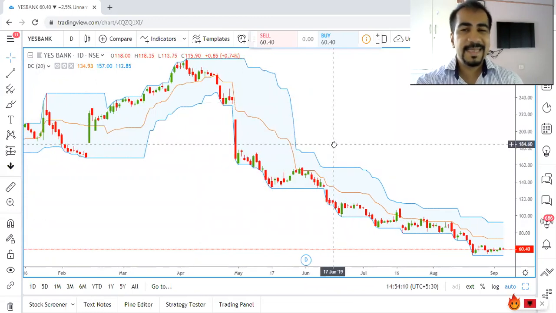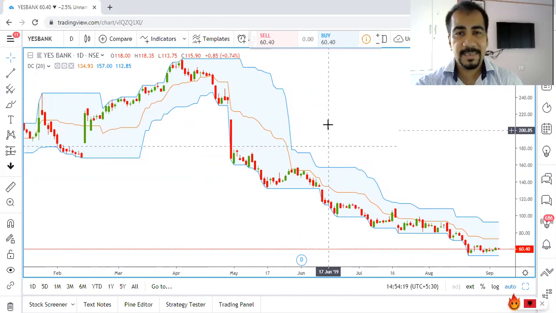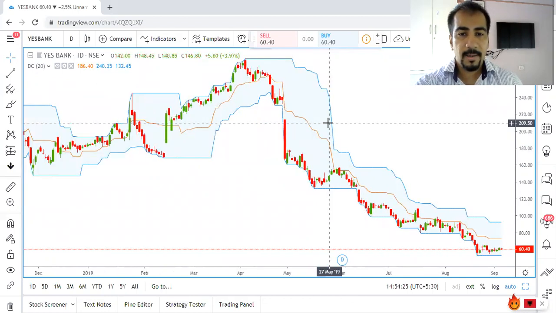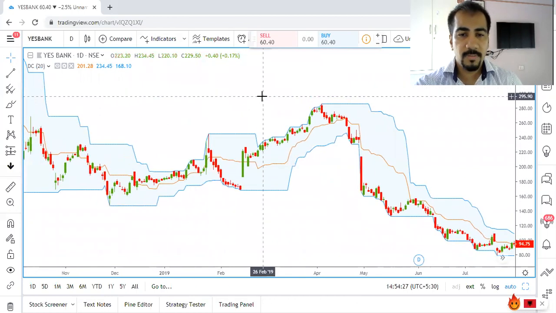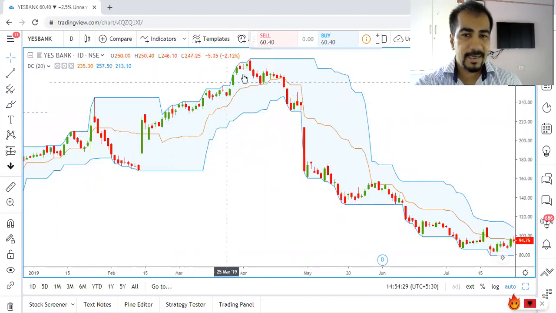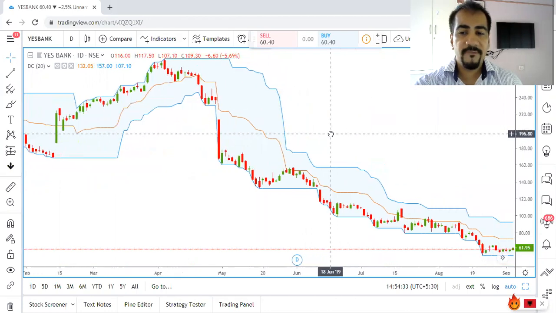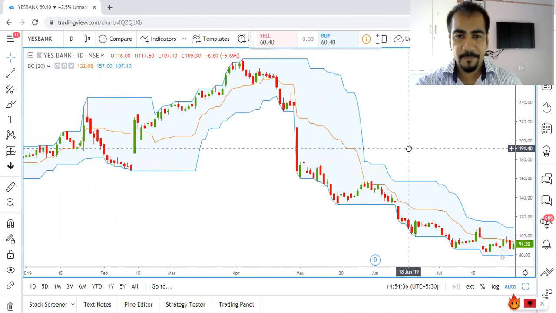Now this indicator was actually developed by Mr. Richard Donchian, and he was a famous commodity trader way back in the 1960s and 70s, and he was given a name called the father of trend following. And as the name suits him, because this particular indicator which he discovered at that point of time is also a trend following indicator in nature.